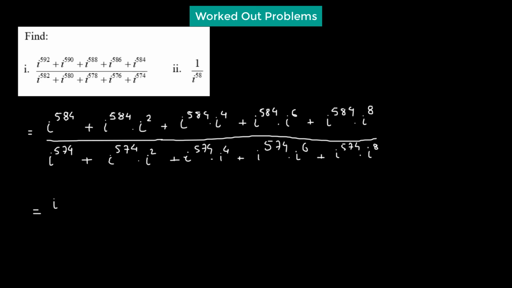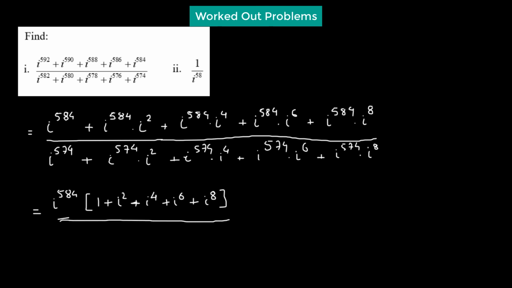Now we factor out i raised to the power of 584 in the numerator, and that leaves us with 1 plus i squared plus i raised to the power of 4 plus i raised to the power of 6 plus i raised to the power of 8, whole thing divided by i raised to the power 574, which we are factoring out, and that leaves us with 1 plus i squared plus i raised to the power of 4 plus i raised to the power of 6 plus i raised to the power of 8.